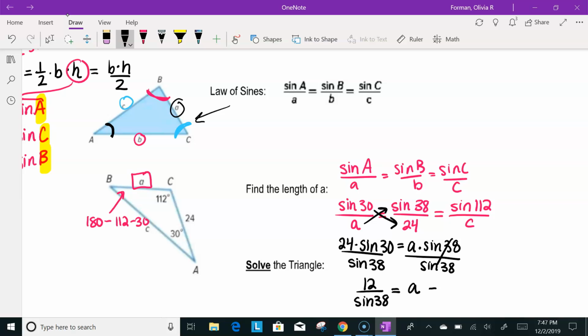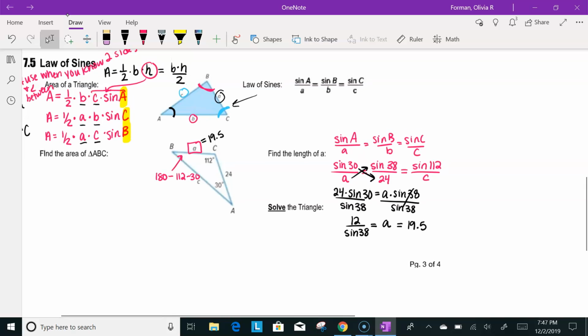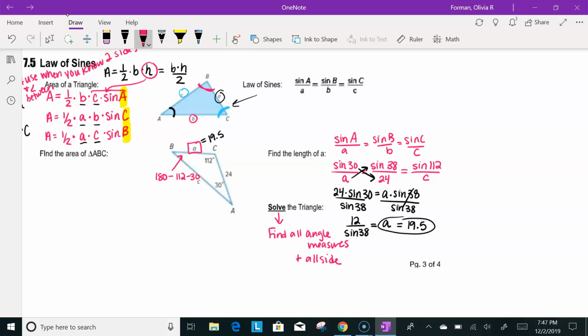And we will get that A is approximately equal to 19.5. So that side length A right there is about 19.5. Okay, so then it also says solve this triangle. So when it says solve, you want to find all the angle measures plus all your side lengths.